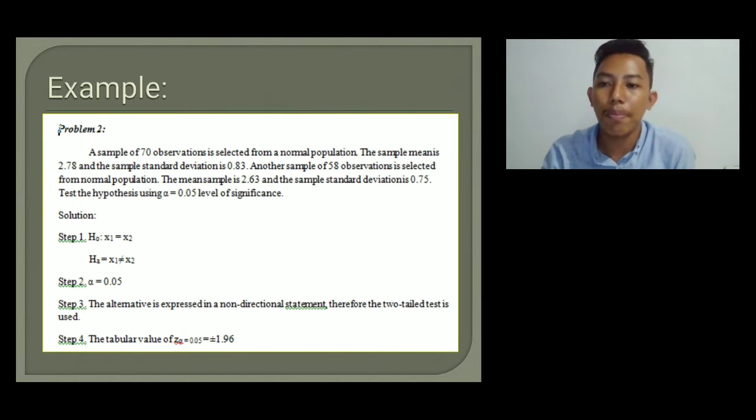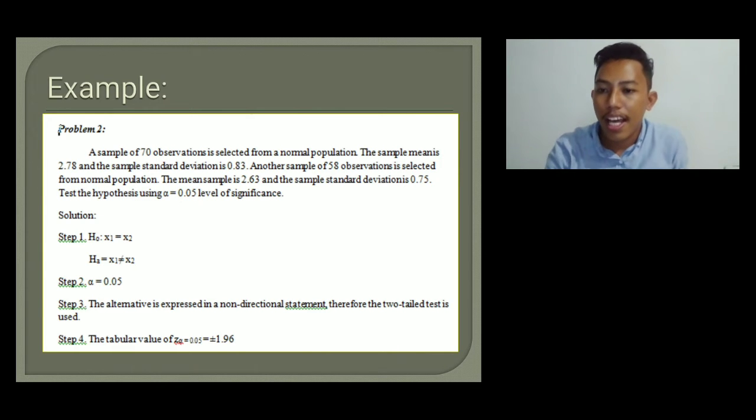So, for example, a sample of 70 observations is selected from a normal population. The sample mean is 2.78 and the sample standard deviation is 0.83. Another sample of 58 observations is selected from a normal population. The sample mean is 2.63 and the sample standard deviation is 0.75. Test the hypothesis using the 0.05 level of significance. So, solution.